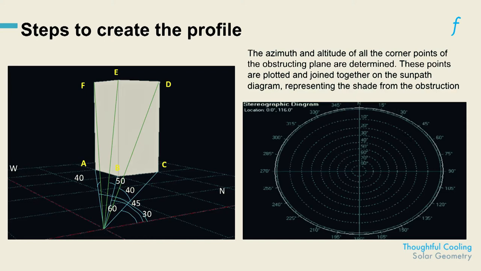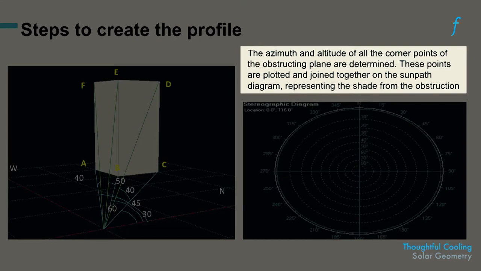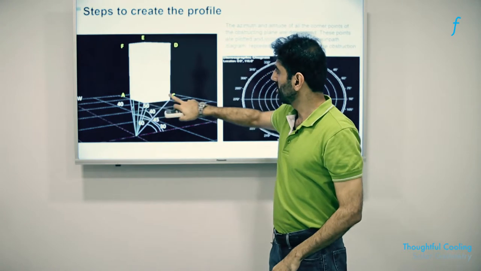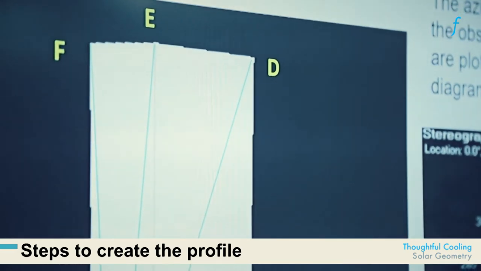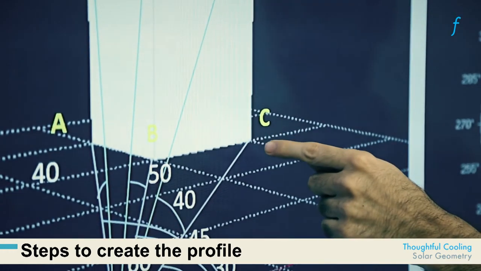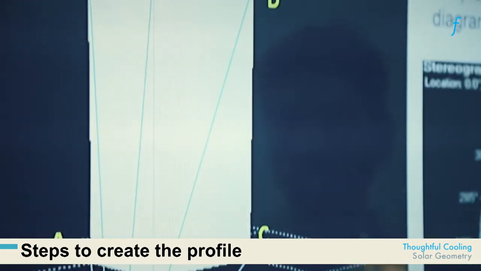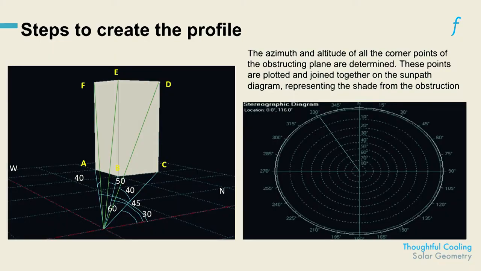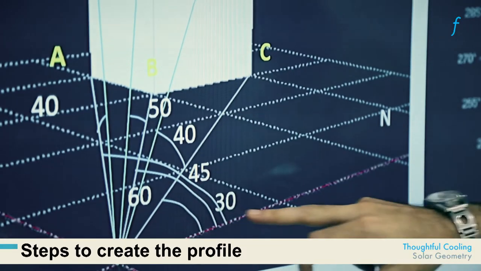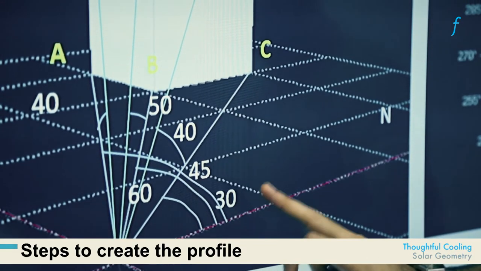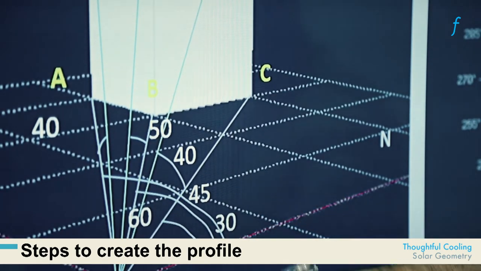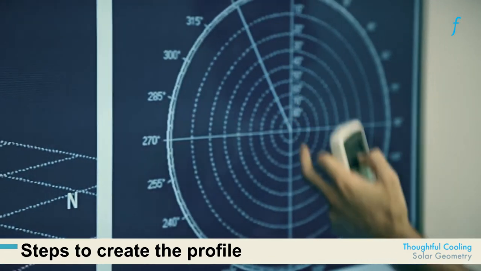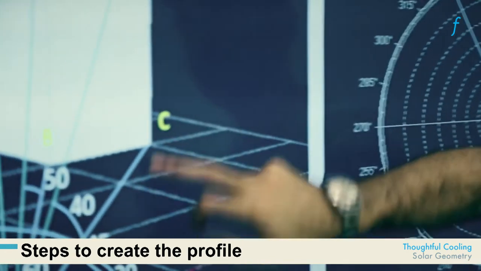As you can see here, it says that I need to calculate the azimuth and altitude of all the corner points of the building, which is A, B, C, D, E, and F. The ones on the other side don't really matter. So I need to calculate the azimuth and altitude of point C and point D. So let's do that first, right? So as we can see that this is about 30 degrees from the north going towards west. So the azimuth actually is 330 degrees, which is this line, right? So that's the azimuth for both these points.